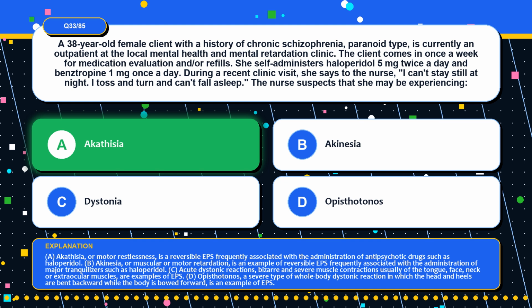Akinesia, or muscular or motor retardation, is an example of reversible EPS frequently associated with the administration of major tranquilizers such as haloperidol. Acute dystonic reactions, bizarre and severe muscle contractions, usually of the tongue, face, neck, or extraocular muscles, are examples of EPS. Opisthotonos, a severe type of whole-body dystonic reaction in which the head and heels are bent backward while the body is bowed forward, is an example of EPS.